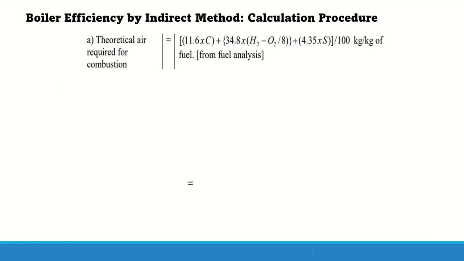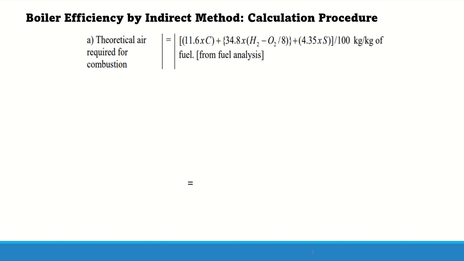First we find out the theoretical air for combustion. First we find out the theoretical air for combustion for a particular fuel. The formula is 11.6 into carbon plus 34.6 into H2 minus O2.